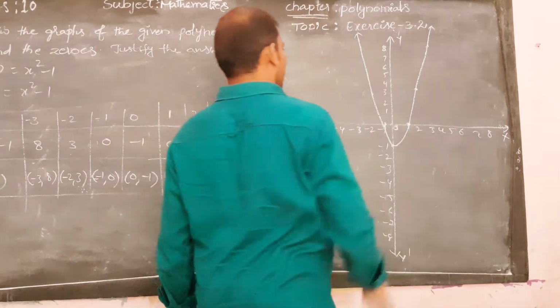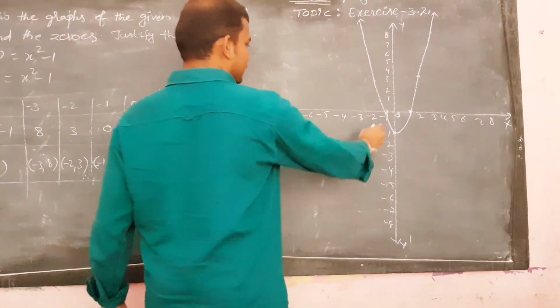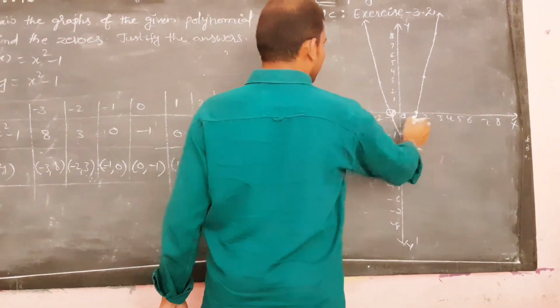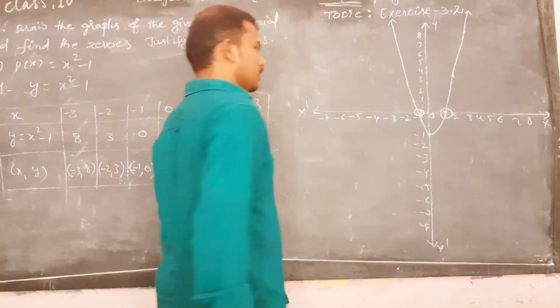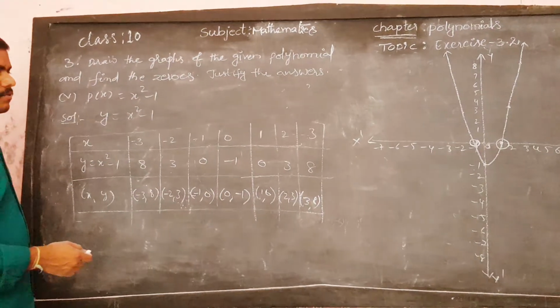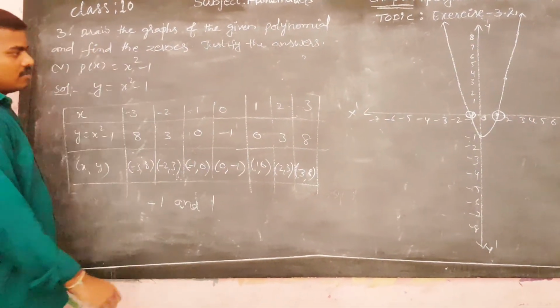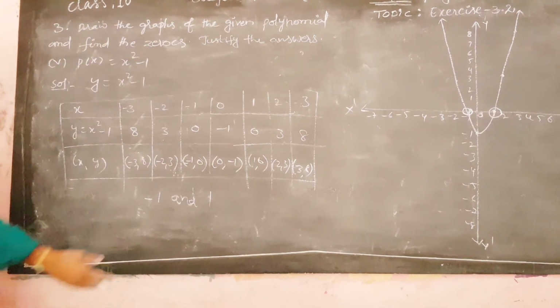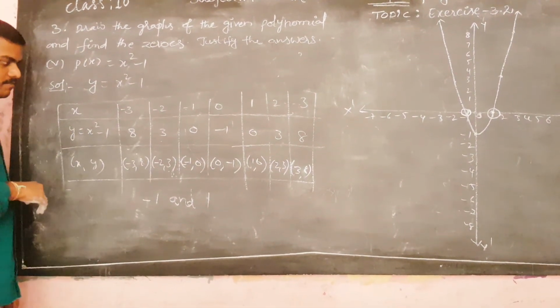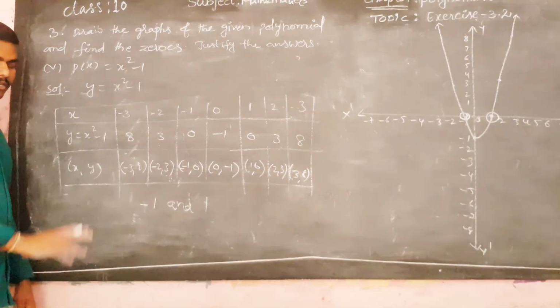So the graph of the quadratic polynomial is a parabola. It intersects at the points minus 1 and 1. So minus 1 and 1 are the zeros of the quadratic polynomial x square minus 1. So there are 2 zeros of the given polynomial.